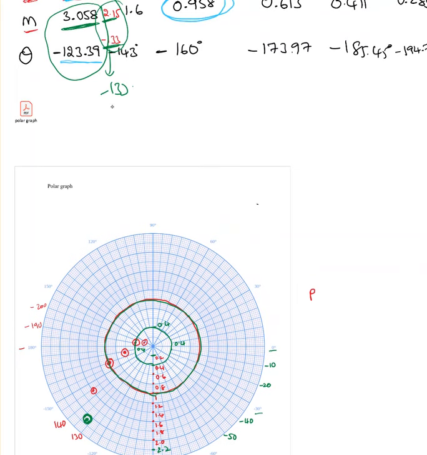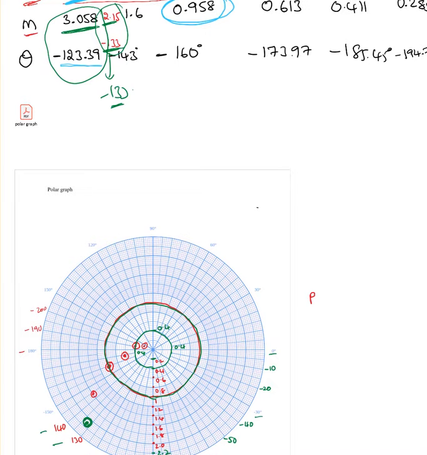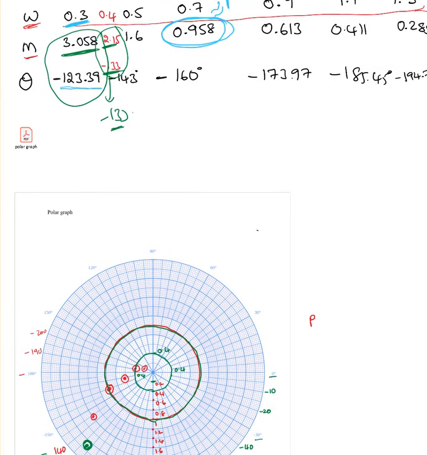2.15 at an angle of negative 133. So these are all negative angles, by the way. Okay, negative 120, negative 150. So negative 133 is right there. Now the next point is 0.5.